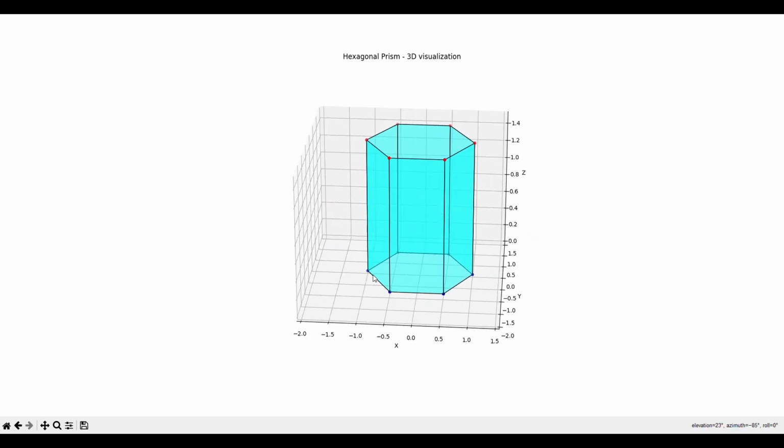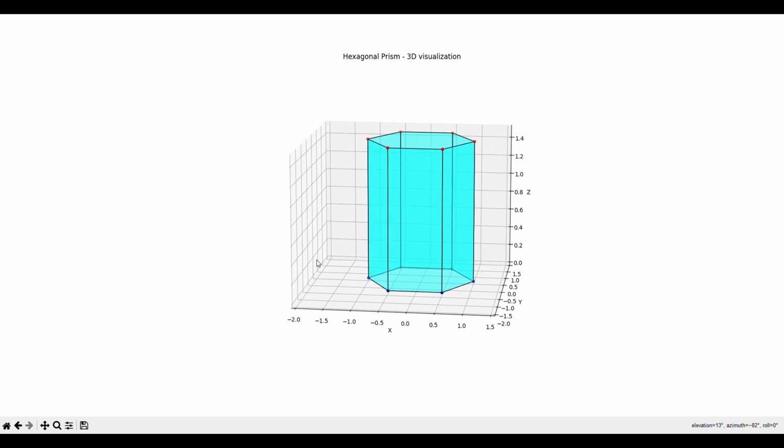A hexagonal prism exhibits symmetry along its central axis, meaning that if you were to cut it in half along the axis, the resulting halves would be mirror images of each other. Understanding these geometric properties helps in visualizing and working with hexagonal prisms in various mathematical and practical contexts such as engineering, architecture, and geometry.